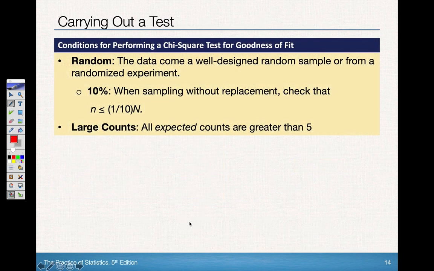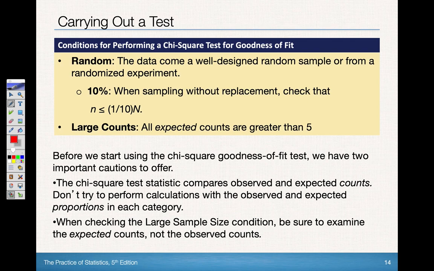So we go to carrying out a test, and we know that we have conditions we check in the plan step all the time. This is the chi-squared goodness of fit test. The data must come from a well-designed random sample or randomized experiment. If you are sampling, make sure the population is 10 times larger than the sample. If you are doing an experiment, don't do this step. And then all expected counts must be greater than 5. That's it. That's all the conditions for inference.